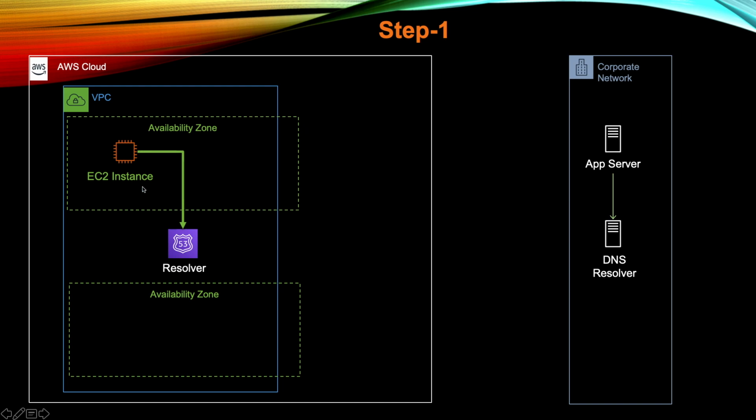Similarly, on the AWS side, we will create a VPC, two subnets. We will create an EC2 instance and a Route 53 hosted zone. And our main goal is we'll try to resolve the DNS name of this app server from this EC2 instance. Similarly, we'll try to resolve the EC2 instance DNS name from this app server.